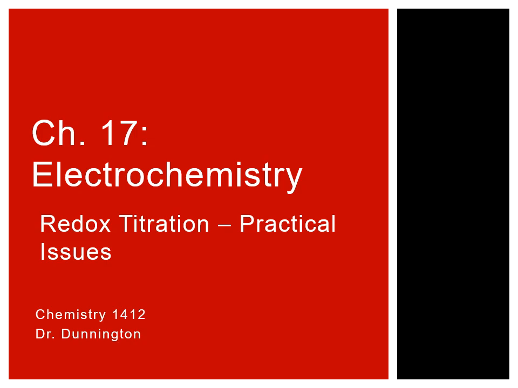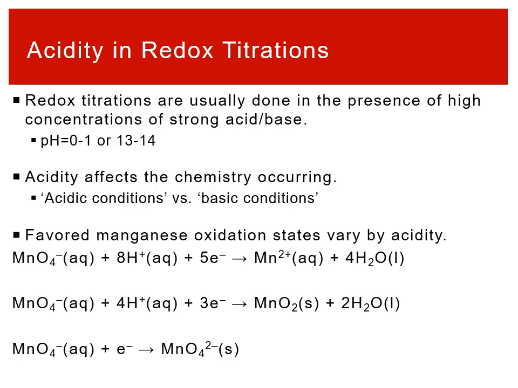We want to finish by touching base on some other practical issues that come up with redox titration. The first is that when you're running a redox titration, you are usually doing these in the presence of high concentrations of strong acid or base. So in the flask, you're going to add enough strong acid or strong base to make the pH like 0 to 1 or 13 to 14. The acidity affects the chemistry occurring.